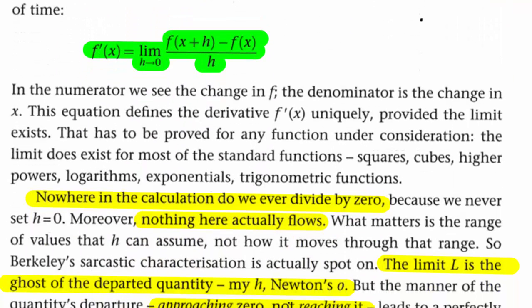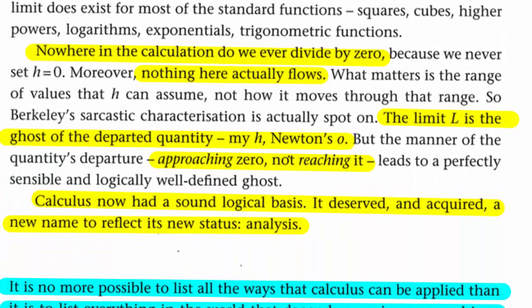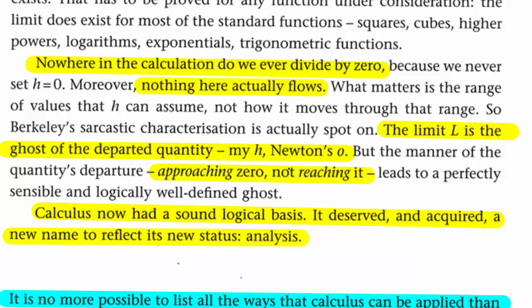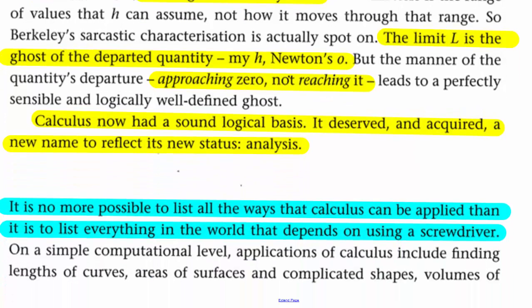So nowhere in the calculation do we ever divide by zero. Nothing here actually flows. The limit L is the ghost of a departed quantity. The h that the author has used in the book here, Newton's ohm, and Leibniz's dx, approaches zero, but it doesn't actually reach it. Historically, calculus now had a sound logical basis. It deserved and acquired a new name to reflect its new status, and it was called analysis.